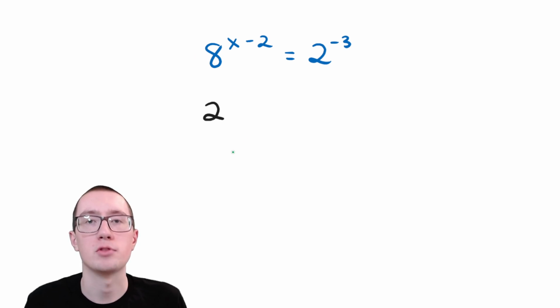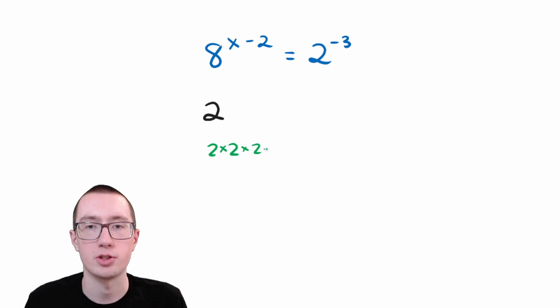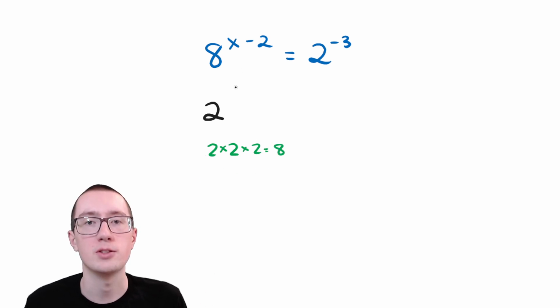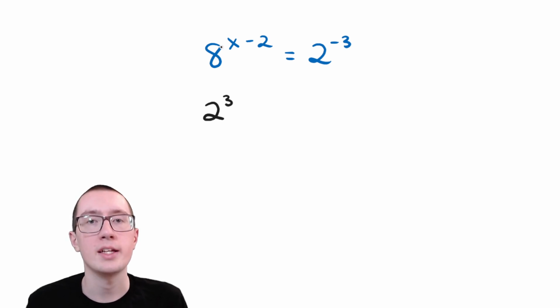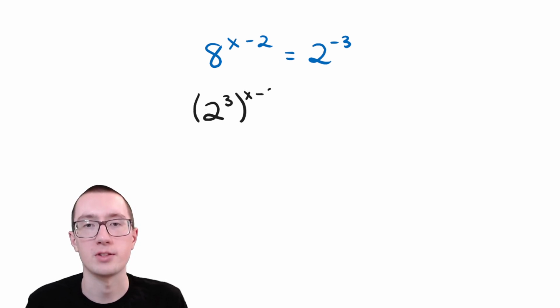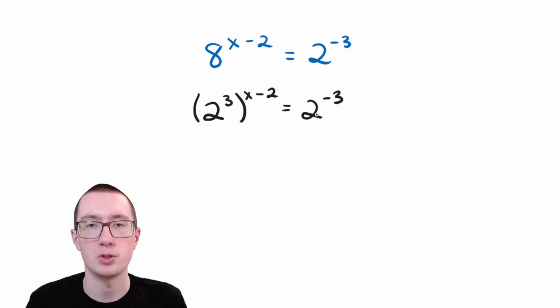Well, to get to 8, you have to multiply 2 three times, because 2 times 2 is 4, times 2 is 8. So because we have to multiply 2 three times, we need to put an exponent of 3 on 2 to get 8. So 8 is the same thing as 2 to the 3. So we're just going to replace 8 with that and leave everything else the same. Now both sides have the same exact base. They both have a base of 2.